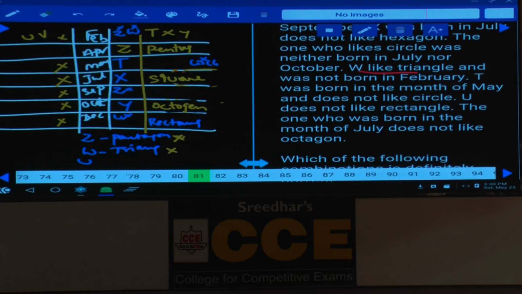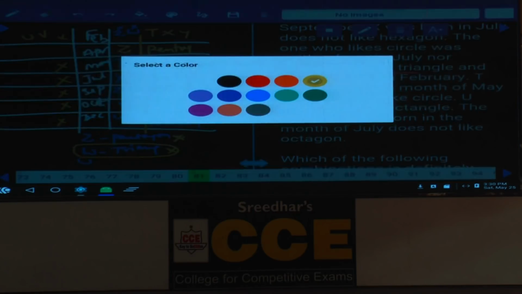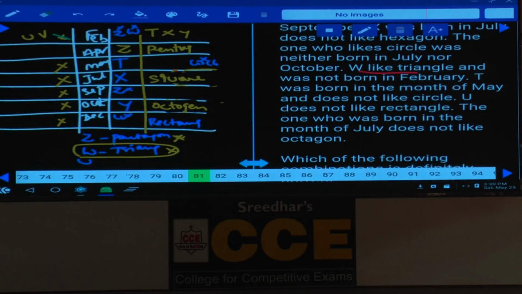Done with this? Now Z pentagon. As Z pentagon is done, now we are left with the W and triangle. Now coming to this W, W cannot be here, and W cannot be here because Z is already there. W cannot be here, W cannot be here, X is there, isn't it? And what is the only possibility left here? Now this W must be in the month of September.